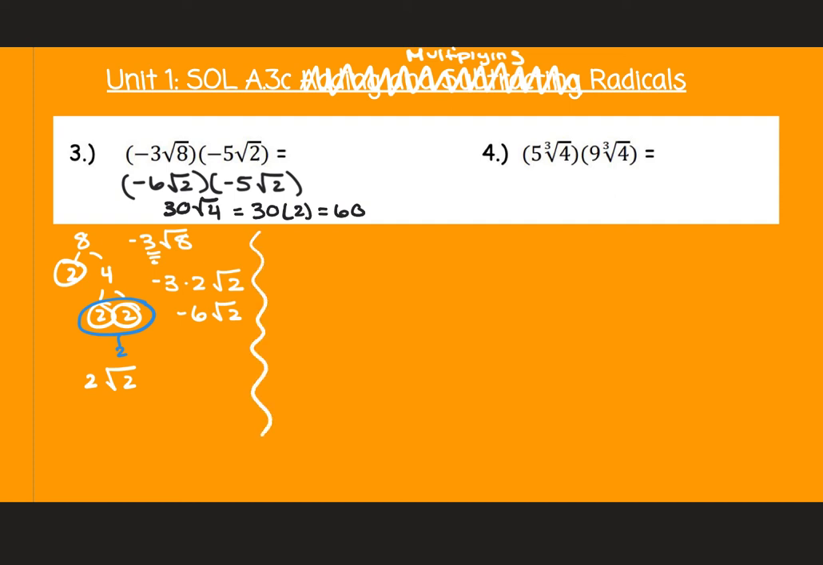So if I just did negative 3 times negative 5, which gives me 15, and then I have 8 times 2, which is going to give me the square root of 16. Taking the square root of 16, I have 15 times 4, which is going to give me 60. So either way works. If you go ahead and simplify first and multiply, or if you just go ahead and multiply and then simplify, you're going to get the exact same answer.